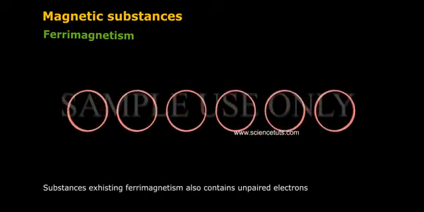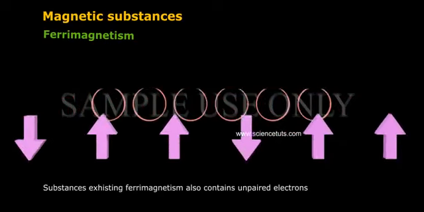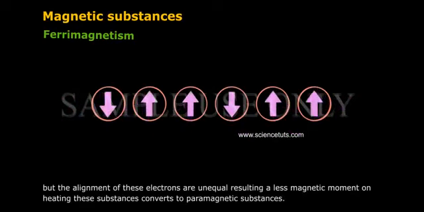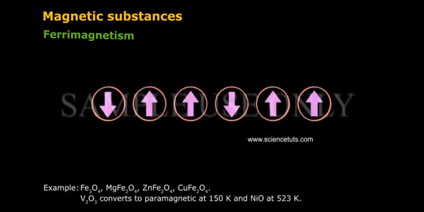Ferrimagnetism. Substances exhibiting ferrimagnetism also contain unpaired electrons, but the alignment of these electrons is unequal, resulting in a smaller magnetic moment. On heating, these substances convert to paramagnetic substances. Example, Fe3O4, MgFe2O4, ZnFe2O4, CuFe2O4. V2O3 converts to paramagnetic at 150 Kelvin and NiO at 523 Kelvin.